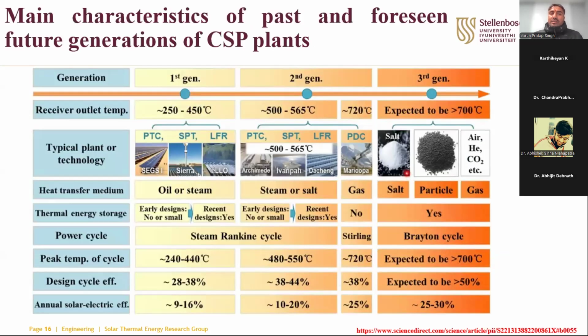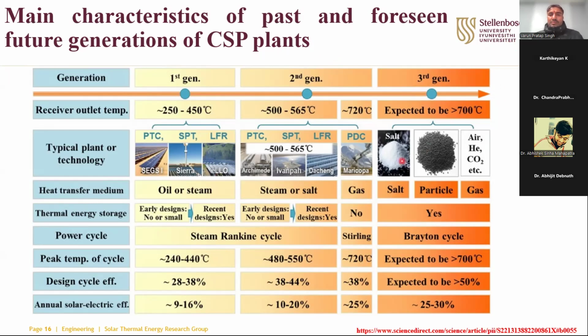Here you again see the main characteristics of the past and future of the CSP plant. Here you can see we generally divide CSP plants into 3 categories: generation 1, generation 2, generation 3. In my recent study, which we are going to publish in Renewable and Sustainable Energy Reviews, RSER, I classified the entire solar thermal technology into 4 categories. I hope within 1 month you will get this paper online.